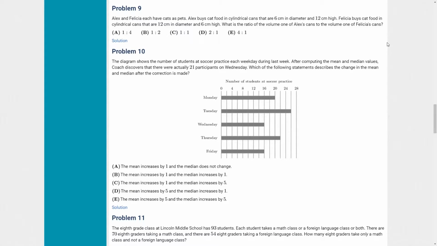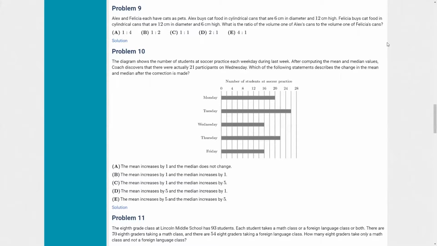Let's look at problem number 10. The diagram shows the number of students at soccer practice each weekday during last week. After computing the mean and median values, coach discovers that there are actually 21 participants on Wednesday. Which of the following statements describes the change in the mean and median after the correction is made?